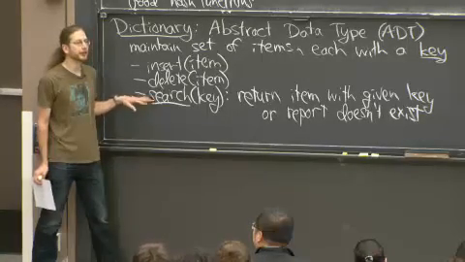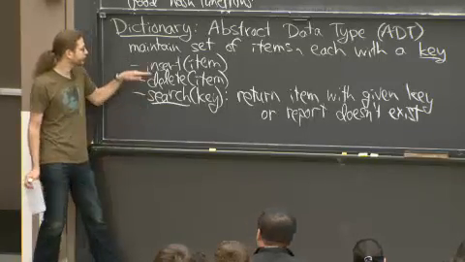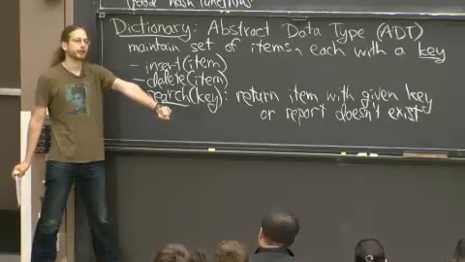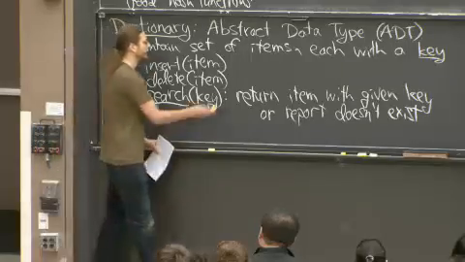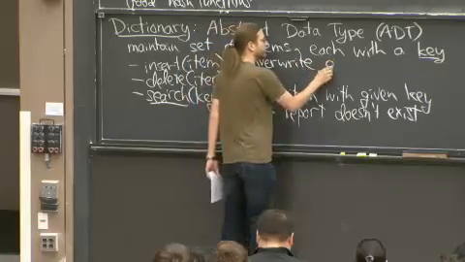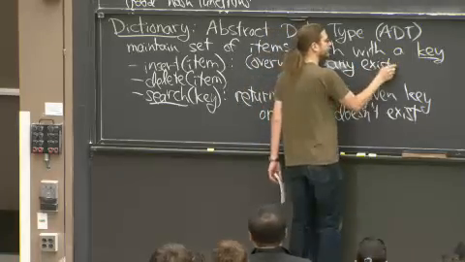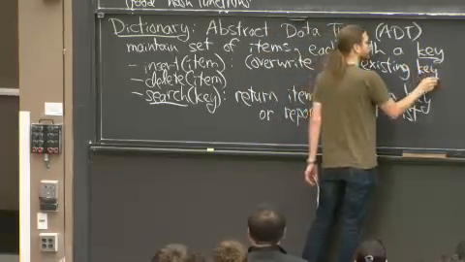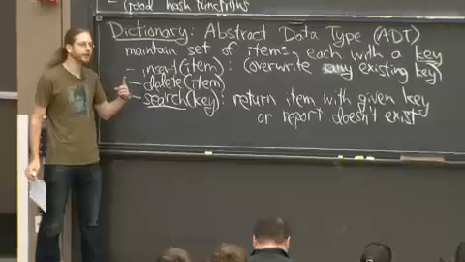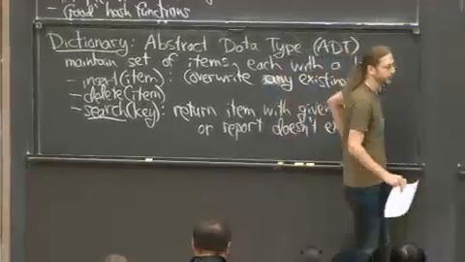So we're assuming here that the items have unique keys. No two items have the same key. And one way to enforce that is when you insert an item with an existing key, it overwrites whatever key was there. That's the Python behavior. So we'll assume that: overwrite any existing key. And so it's well defined what search does. Either there's one item with that key, or there's no item with that key, and it tells you what the situation is.